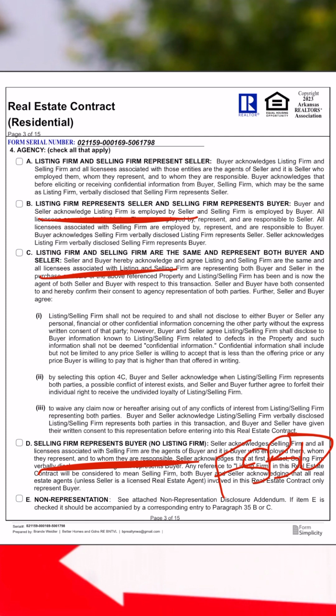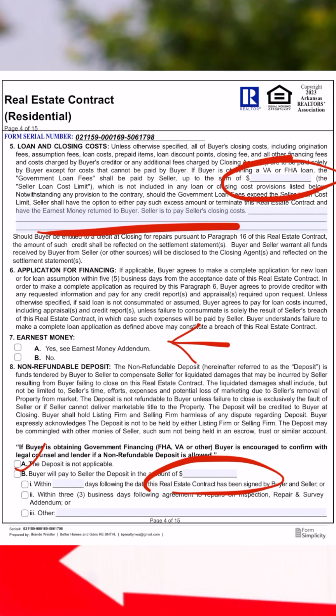So that means that there is no listing firm. There's only a selling or a buyer agent, and that would be number D. Okay, we're going to do one more page, and then we're going to wrap it up for this video. And then the rest of the contract we will explain in next week's video.